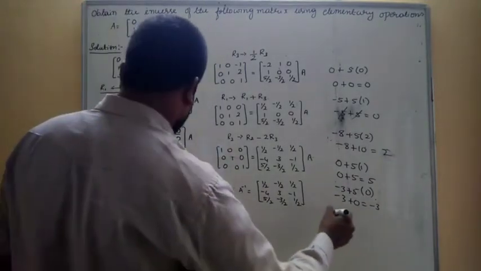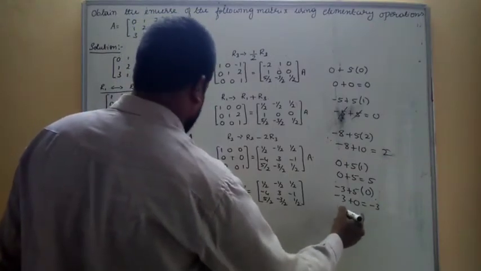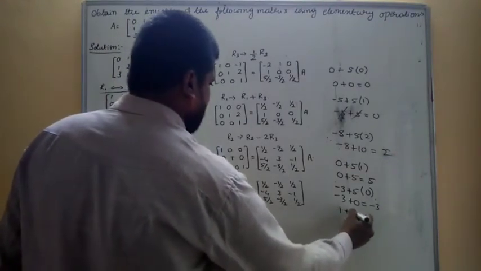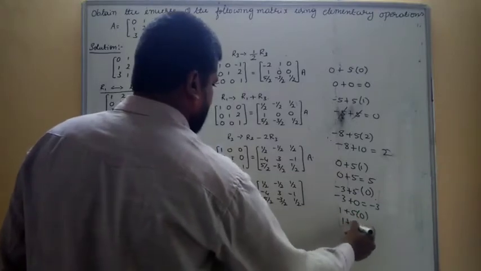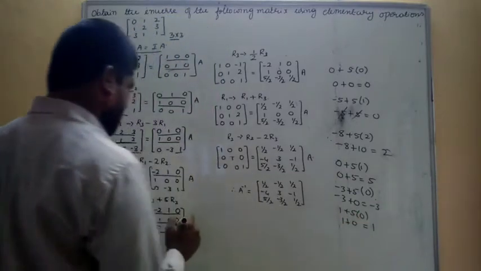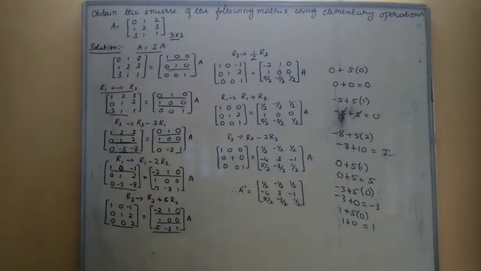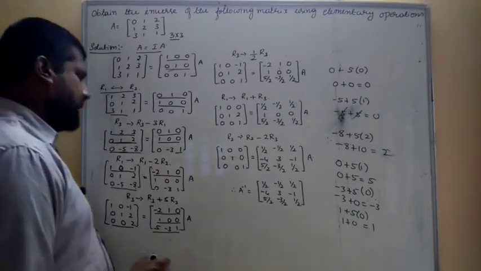So next is 1 plus 5 into 0, then 1 plus 0 is 1. So we got the 1 here. So next step is, so let us go for the next step.